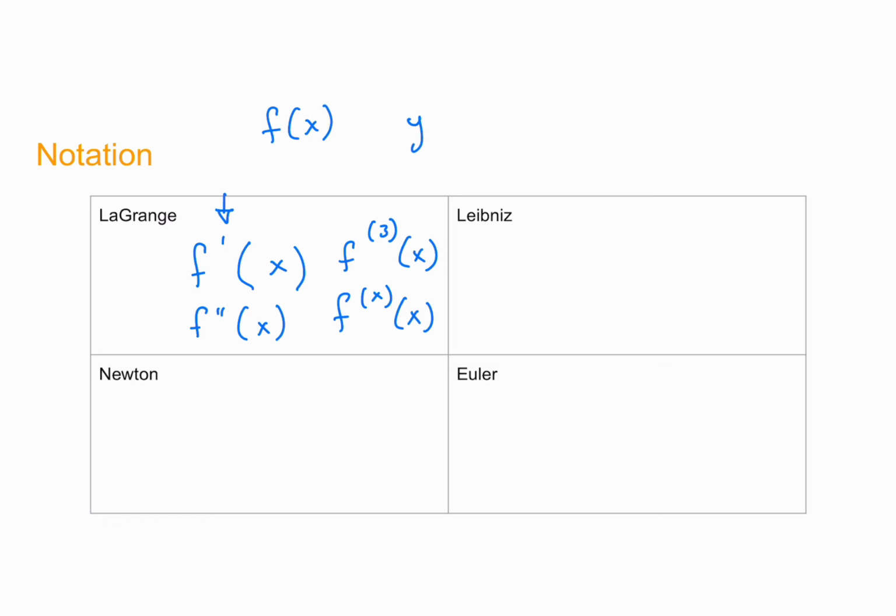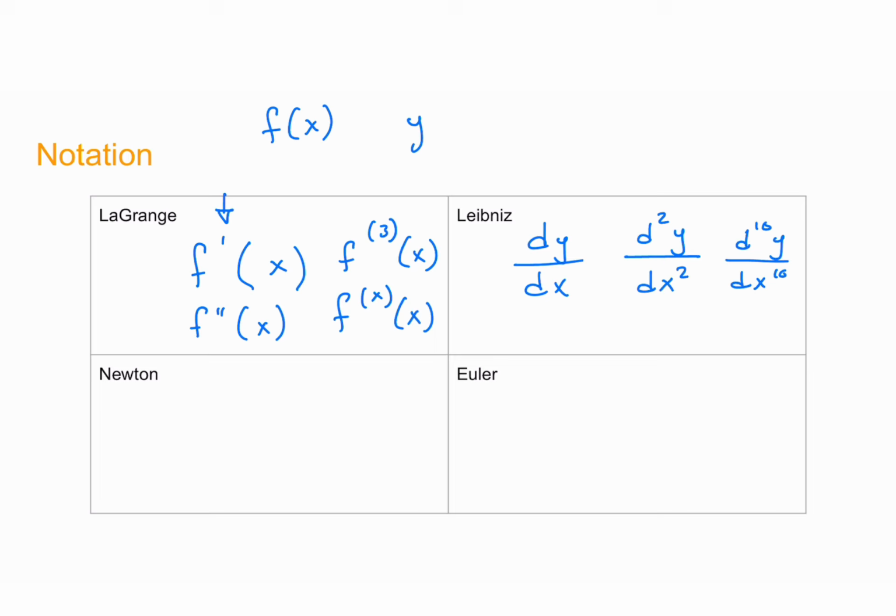The Leibniz notation, which is another very popular one, is written as dy over dx. So this is differentiating your function of y with respect to x. You may see this as d squared y over dx squared for the second derivative. And the same thing could be written for the 10th derivative, d to the 10th of y over dx to the 10th.